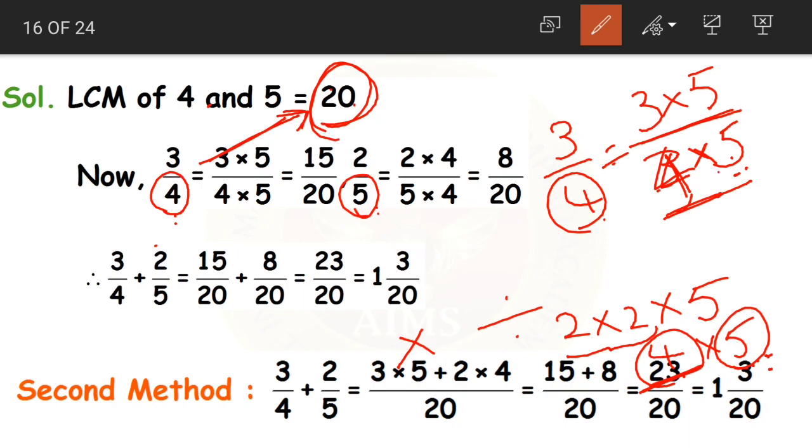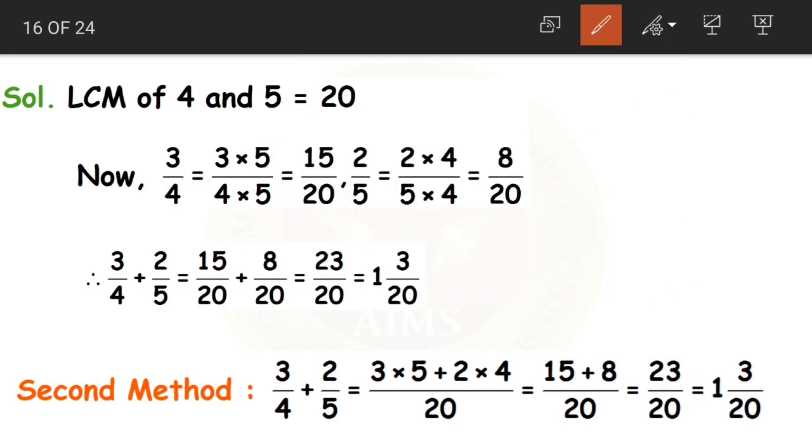Now 4 5s become what? 4 5s are 20. And in the numerator 3 5s become 15. How did we get this number 5? We compared it with the LCM. We have 4 here. 4 into 5 gives us 20. So we multiplied both the numerator and denominator with 5. 3 5s are 15, 4 5s are 20. Now moving on to the next fraction, which is 2 by 5.